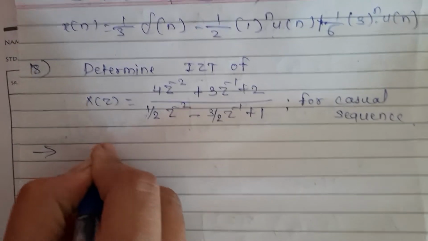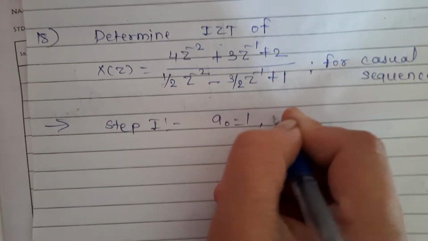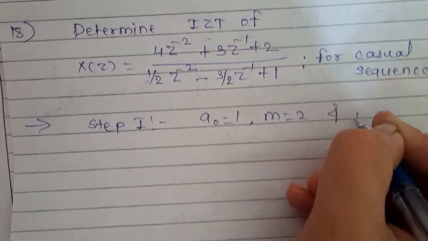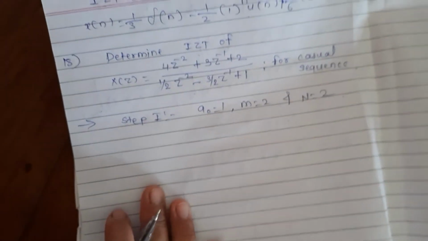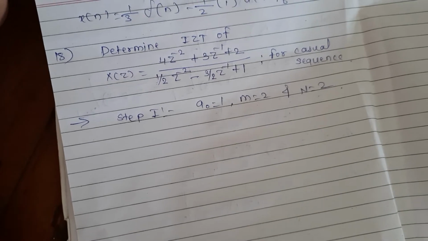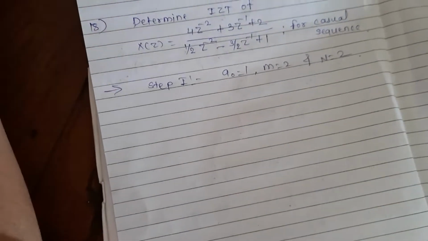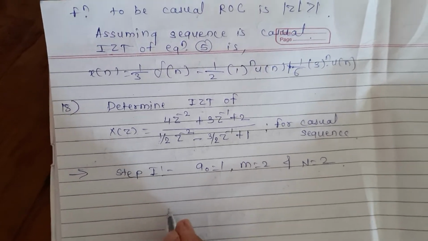So here, step 1: a0 is equal to 1, m is 2 and n is equal to 2. Since m is equal to 2 and it is not less than n, the given function is not in proper form. So to obtain it in proper form, we will perform a long division.